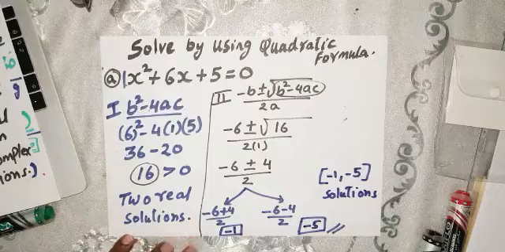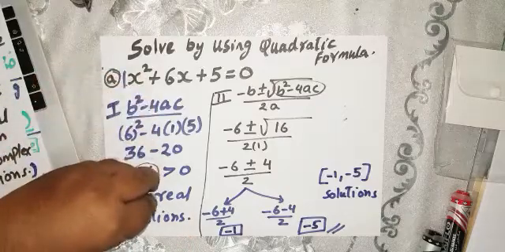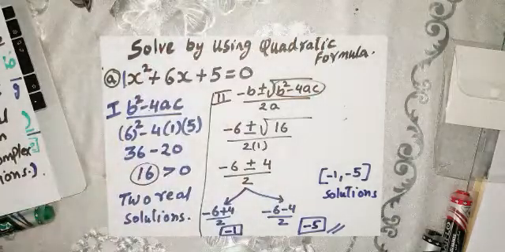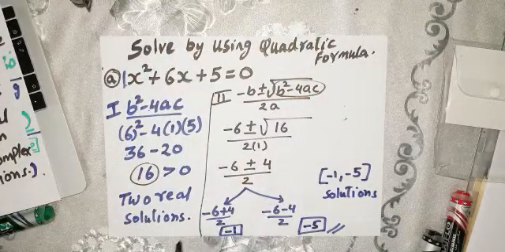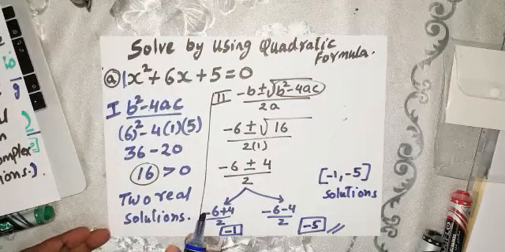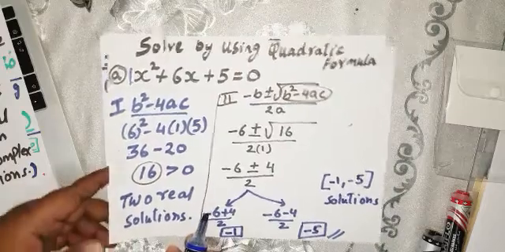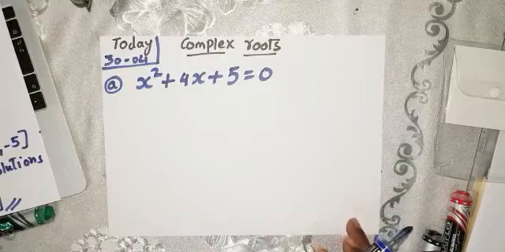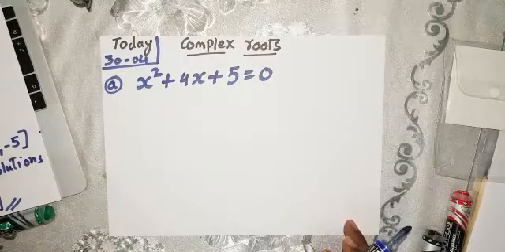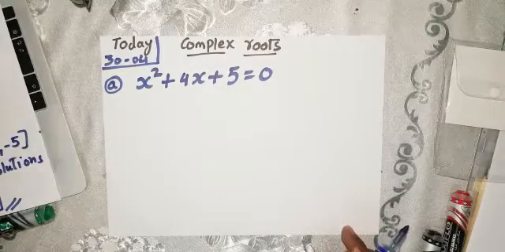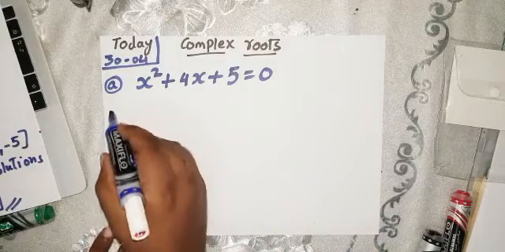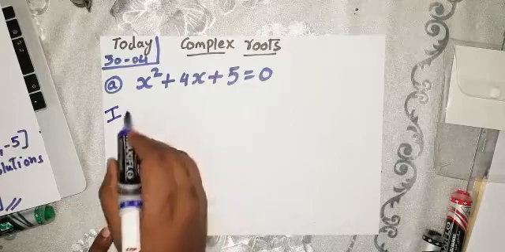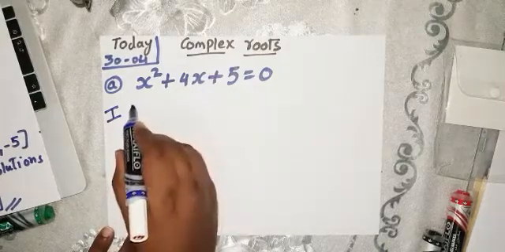Is this clear? Now you can make it very short. First find the discriminant, know the nature of it, and drop the discriminant directly. That will make your work easier. Now, our task for today is that we are going to deal with complex roots. And when we are going to get complex roots, as you know, is if the discriminant is less than 0. Let us check, does it have complex roots or not?